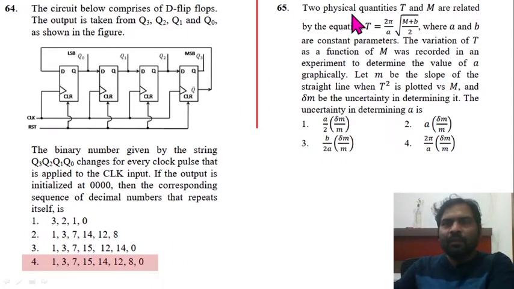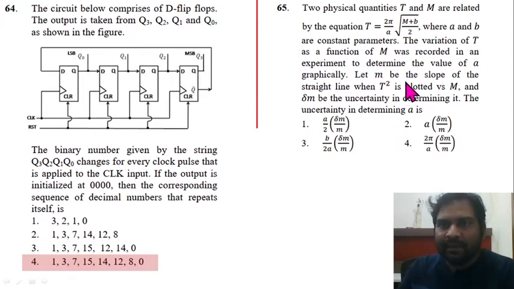Question 65. Two physical quantities T and M are related by the equation T equal to 2 pi by A square root of M plus B by 2, where A and B are constant parameters. The variation of T as a function of M is recorded in an experiment to determine the value of A graphically. Let m be the slope of the straight line when T square is plotted versus M, and delta m be the uncertainty in determining it.